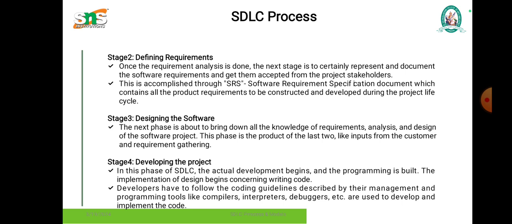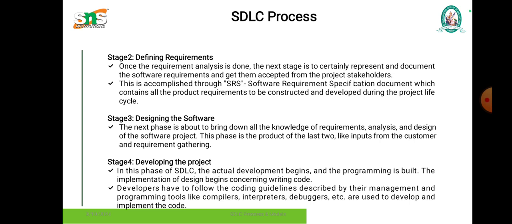The third stage is designing the software. This brings down all the knowledge of requirements, analysis and design of the software project. This phase is the product of the last two, the input from the customer and the requirement gathering. The fourth stage is developing the project. In this phase, the actual development begins and the programming is built. The implementation of the design begins with writing code.